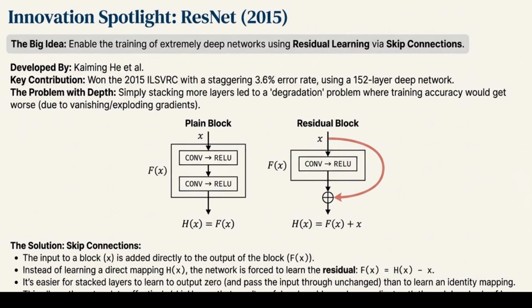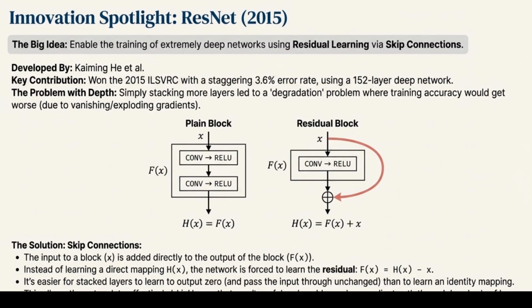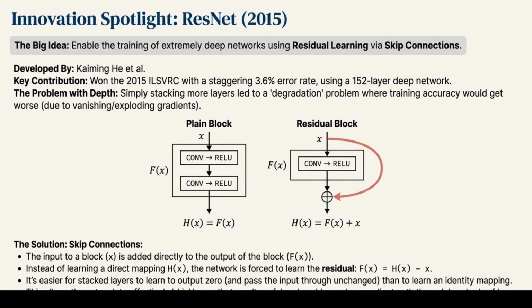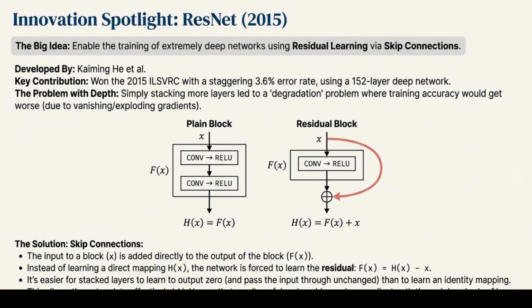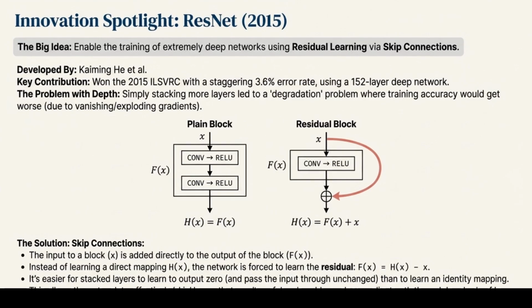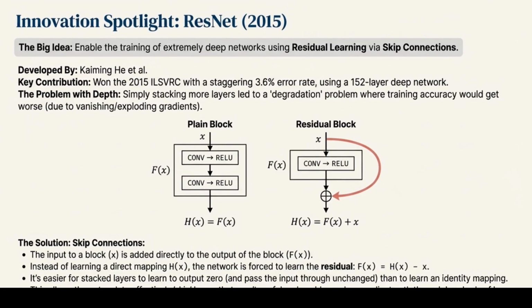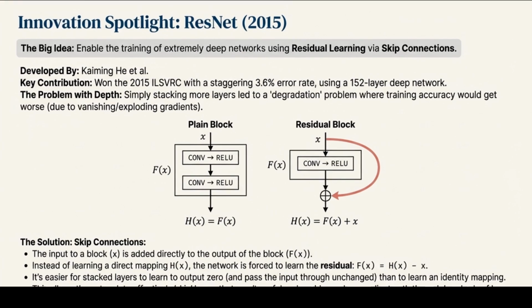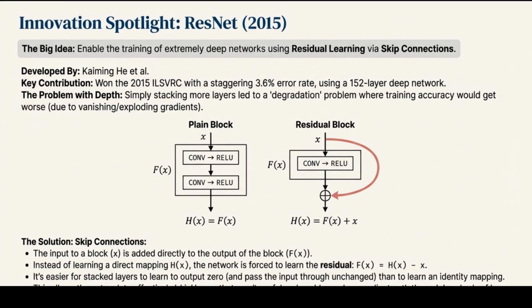It is far easier for a stacked layer to learn to output 0, effectively allowing the input x to pass through unchanged, than it is for it to learn a complex identity mapping h(x) = x directly. This allows the network to effectively skip layers that aren't useful, creating a clear, unimpeded gradient path through hundreds of layers, finally solving the depth problem.